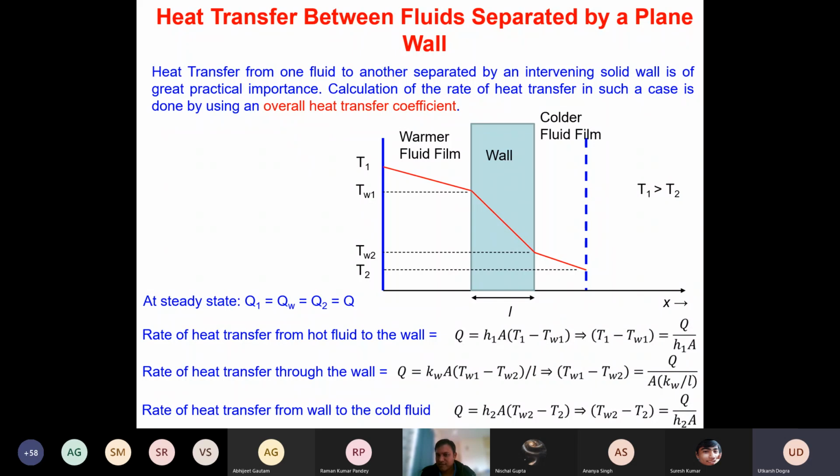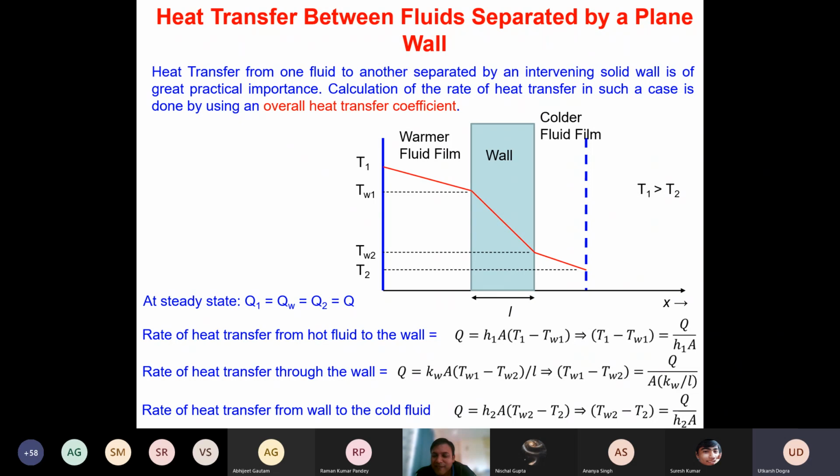That is the question. Whenever we are looking at the fluid, convection is the most important part. In this case, see here, there is a warmer fluid, here is a colder fluid, and in between there is a solid wall, isn't it? For the warmer fluid, the convection will be there. Again, in the colder fluid, there will be convection. But inside this wall, there will be conduction, isn't it? Correct. So these are the cases in which conduction and convection are both present in series. Do you all agree with me?